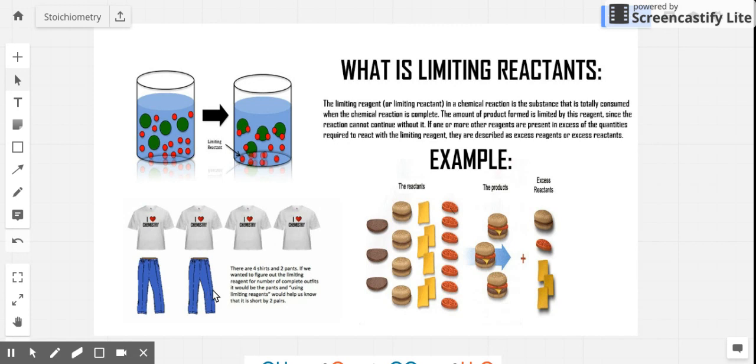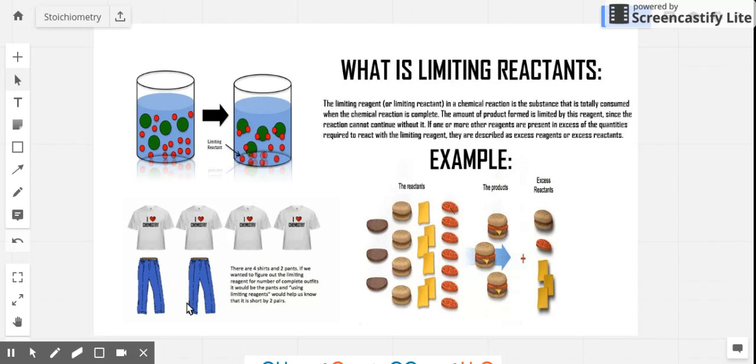Same thing with the chemistry shirt and the pants, because there are fewer pants. That means you can only have 2 complete pairs of shirt and pants, and the one in excess will be the shirt. The pants will limit the amount of your complete attire that you're going to wear because there are just a few of them.